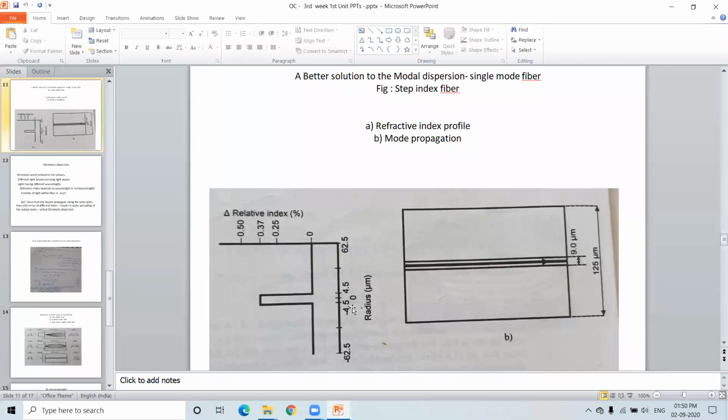And the numerical aperture, or the relative refractive index in terms of percentage, we have seen, is around 0.4%. In multi-mode it can be 1 to 2% or something greater than that, but here it is 0.4 or less than that. Numerical aperture should be 0.4 or less because the V number is directly proportional to NA. So NA should be less so that one mode is possible. Otherwise, modes will increase.